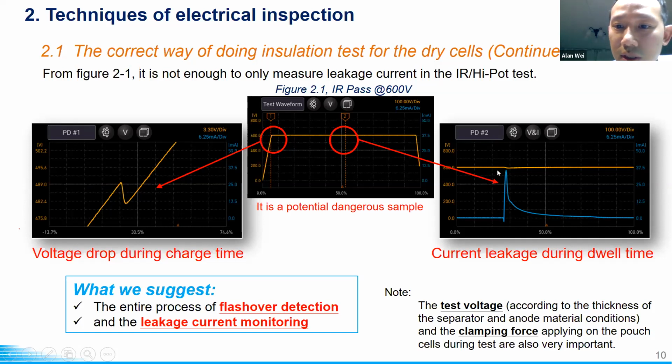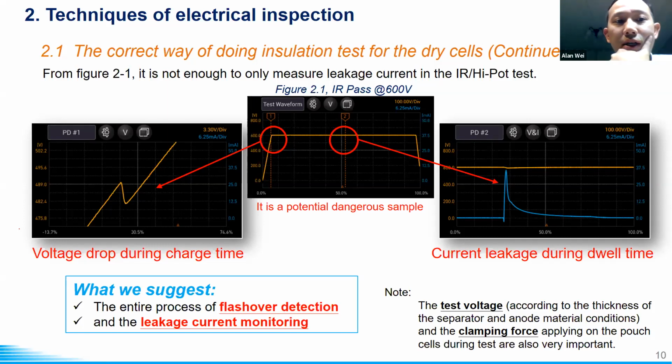And during the constant voltage status, it's hard to judge from the voltage drop. However, if you monitor the leakage current, you can see the current increasing over here. But this only happens in the dwell time, not the test time. So, of course, a regular IR tester cannot capture this kind of defect.